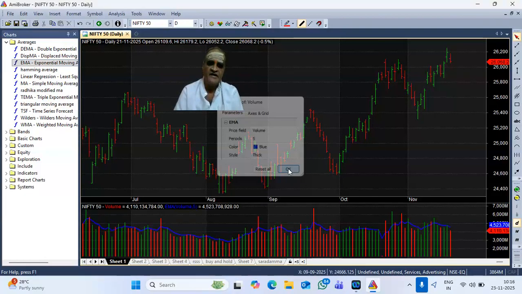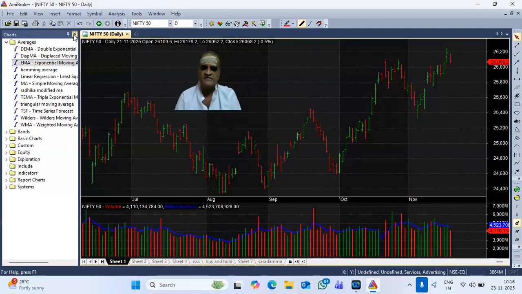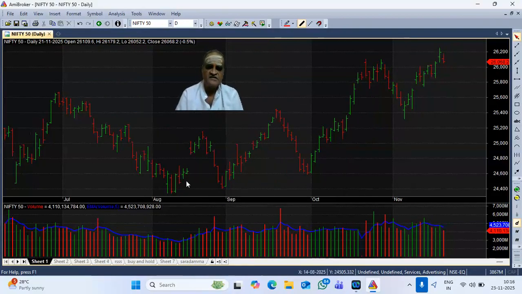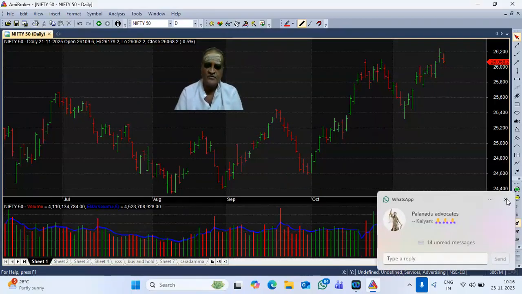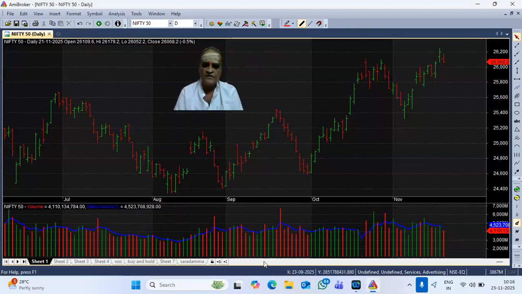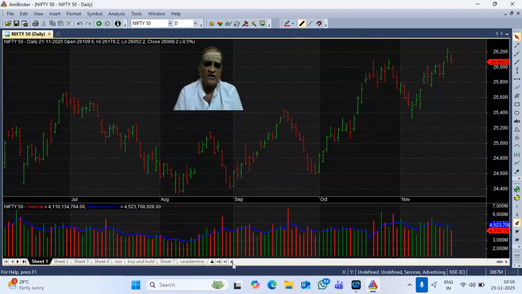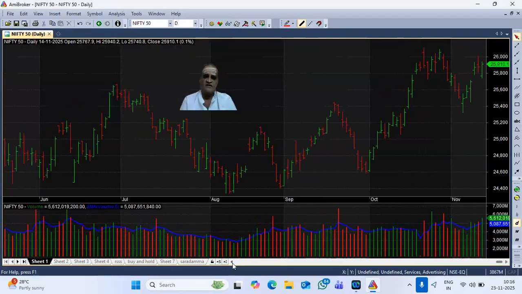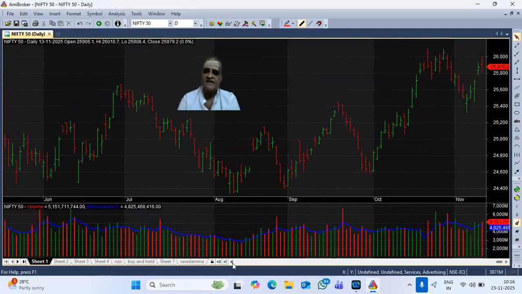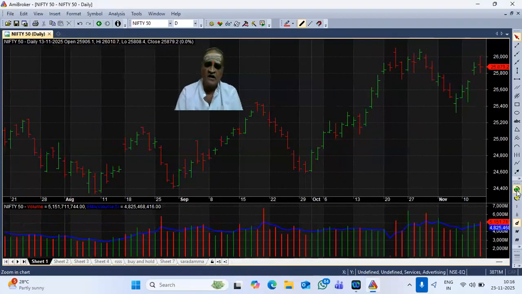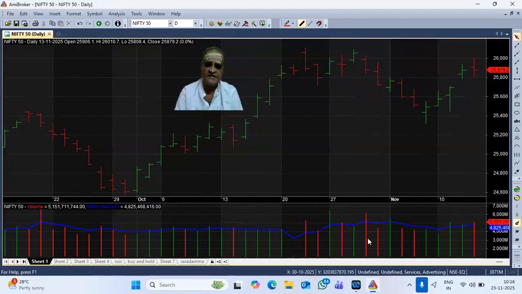Right now you can see the everyday volume is not the same. Some days it is going down, some days it is going up. The most important thing we have to consider is how the bars and volume are behaving. Let us analyze the bars first. We have seen that the bars appear like this.